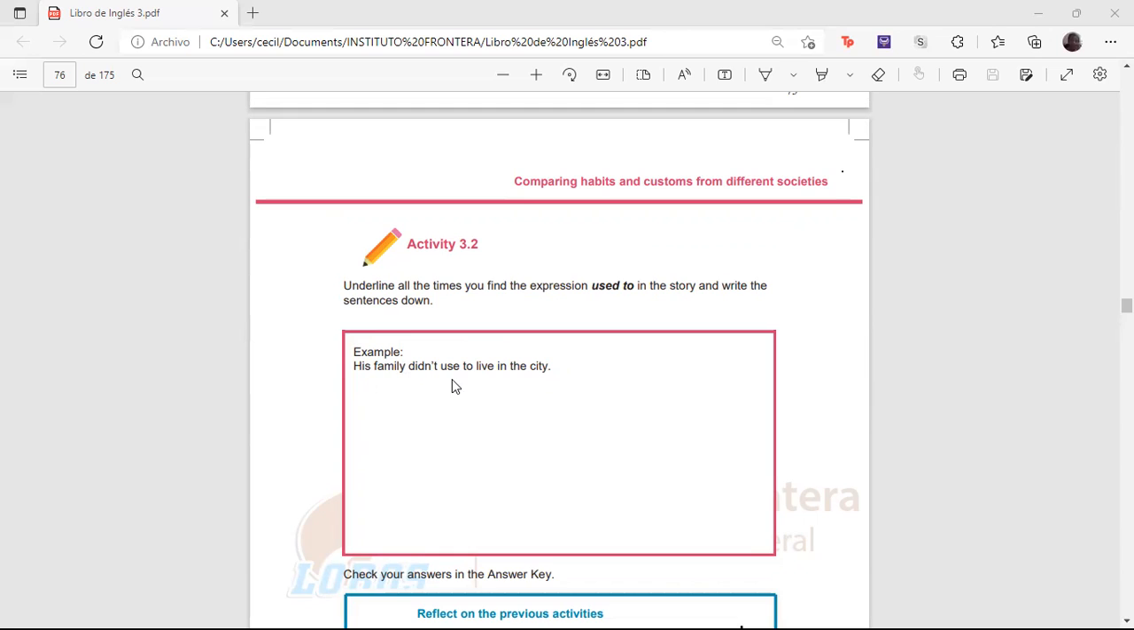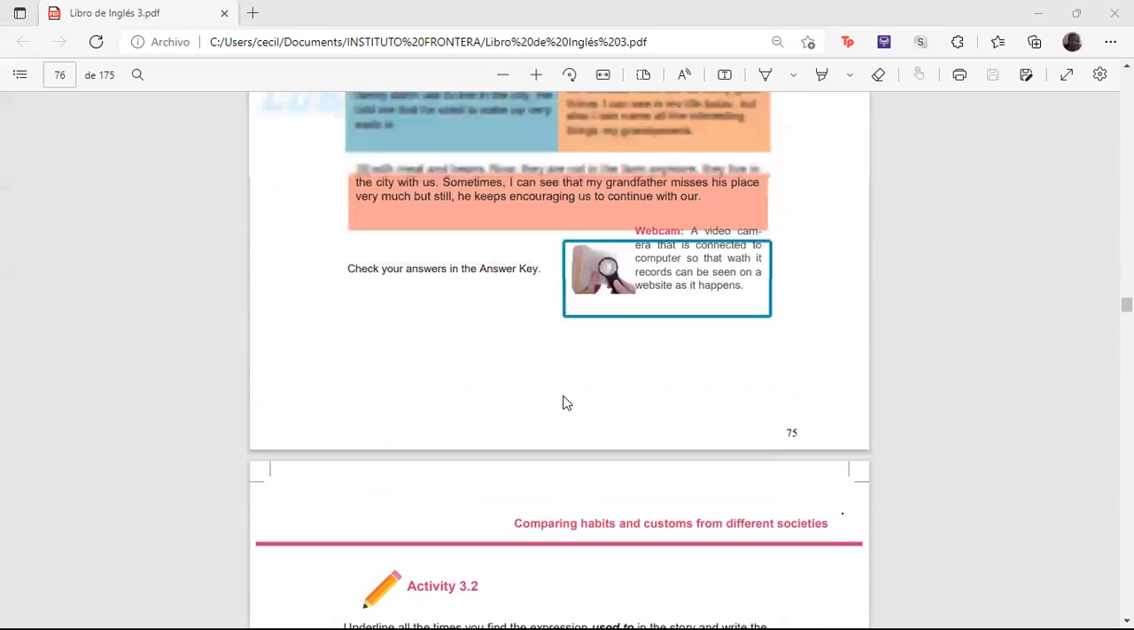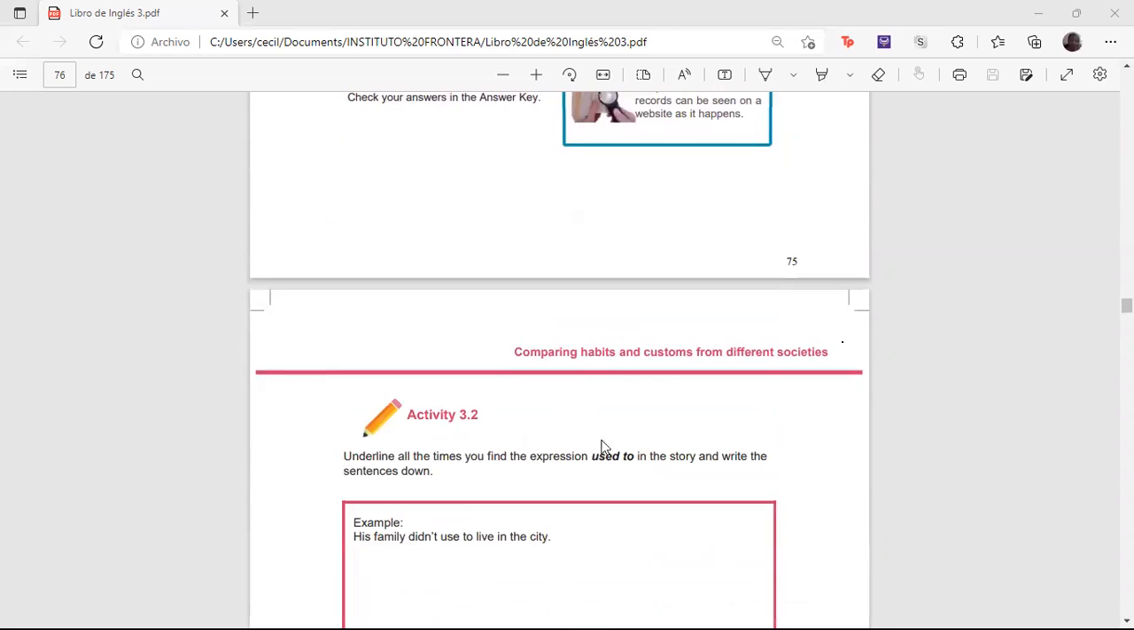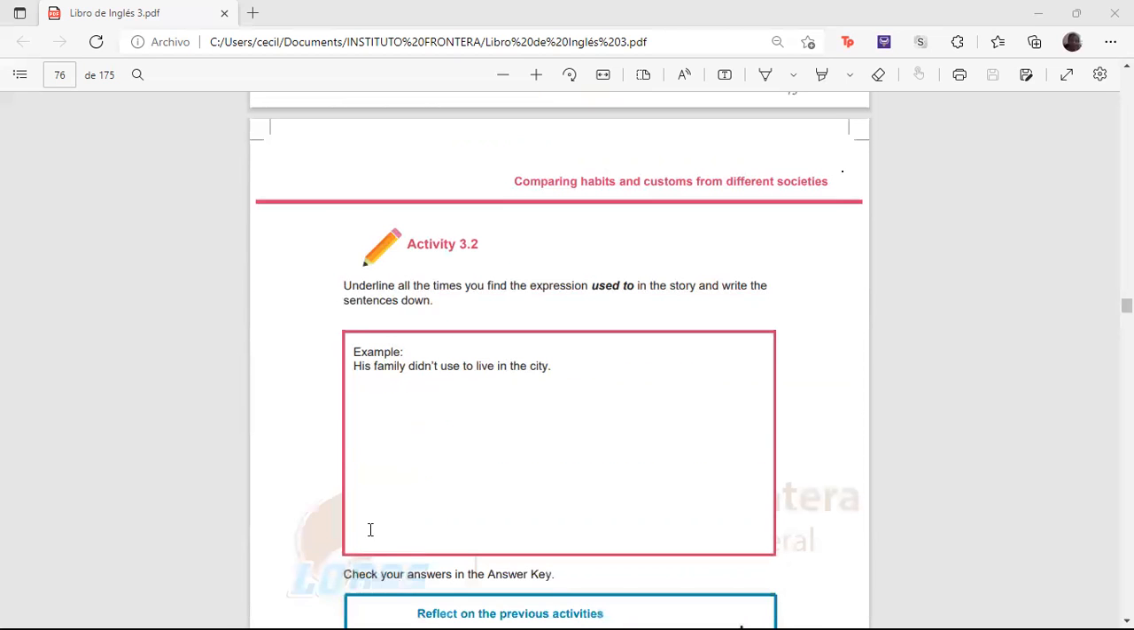His family didn't used to live in the city. Now he found this one, okay? In each one of the boxes, they mention one of the used to. So you have to underline it first, before you read it, you are going to start underlining it. And after that, you have to write it down here in the box, the expression of used to that you find. Make it like a statement, like a sentence, okay?